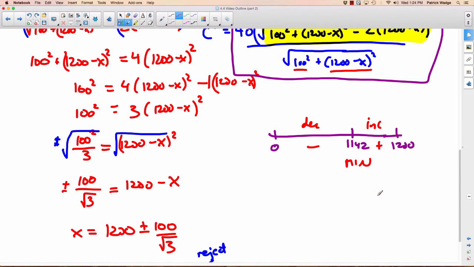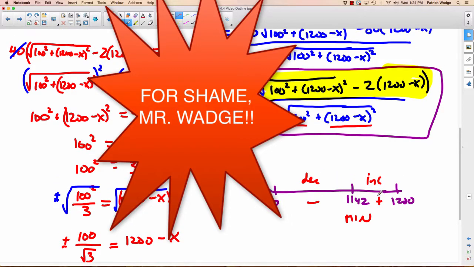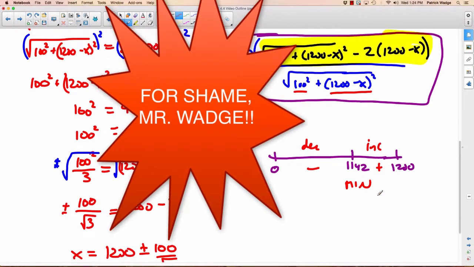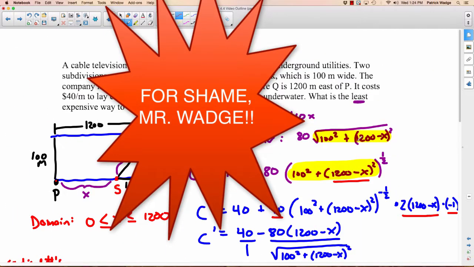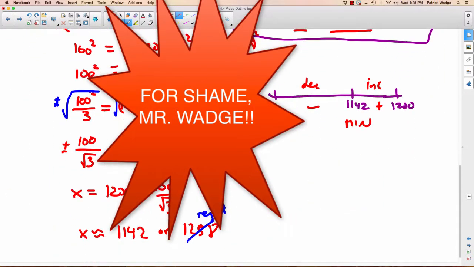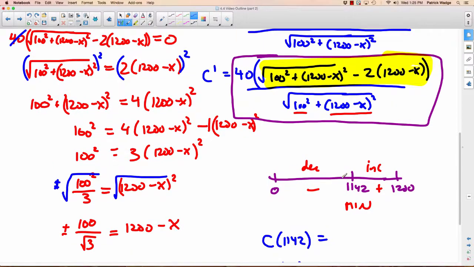We wanted a minimum. Now there's one other thing which I've neglected to say in the previous examples. Remember at one point when I gave you the steps, I told you should also check the endpoints. So that's something else you should do here. In order to figure out what the least expensive way is to lay the cable, you should actually figure out 3 things. You should figure out what the cost of 1142 is. You should also figure out the cost of 0. And you should figure out the cost of 1200. And whichever one's the smallest is going to be your answer.